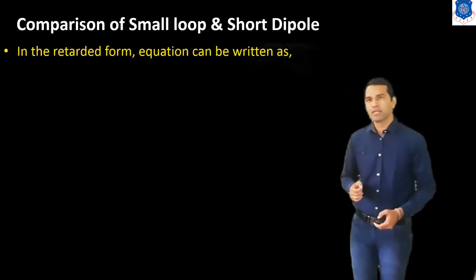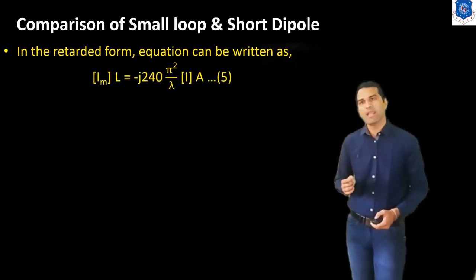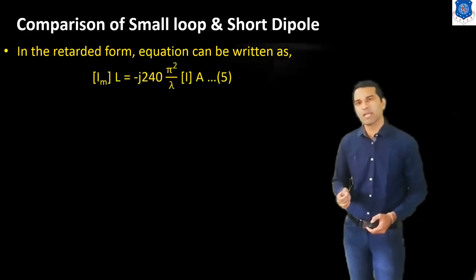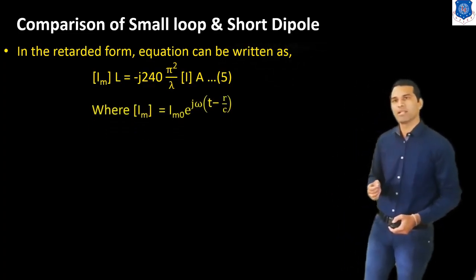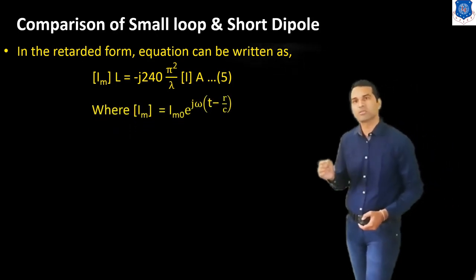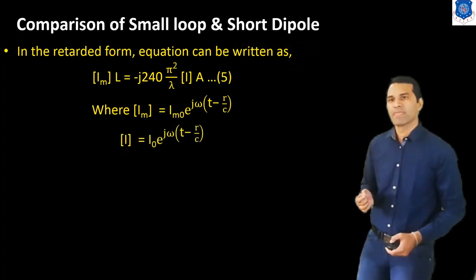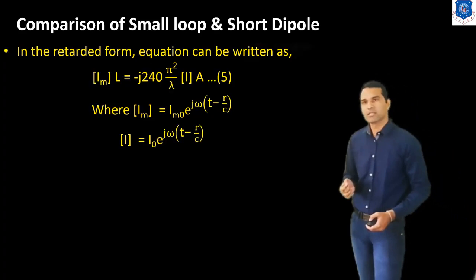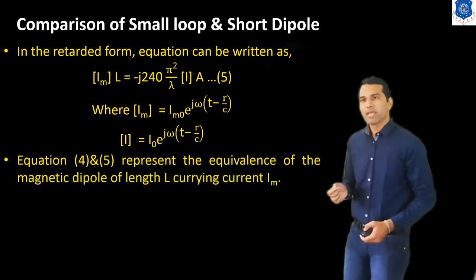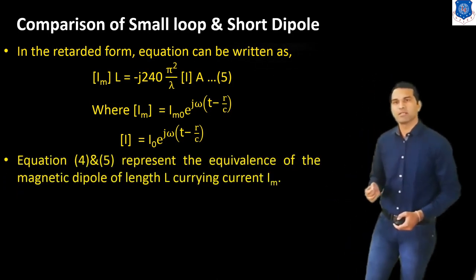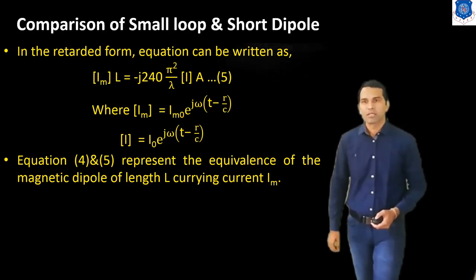In the reiterated form, the equation can be written as Im·L = −j 240π² / λ · I·A, where Im is Im0 e^(jω(t − r/c)) and I is I0 e^(jω(t − r/c)). Equations 4 and 5 represent the equivalence of the magnetic dipole of length L carrying current Im.